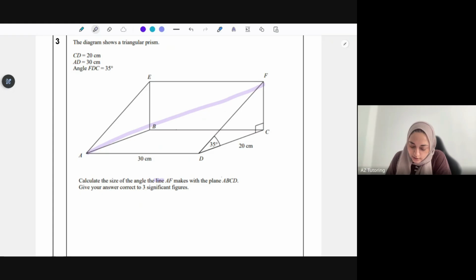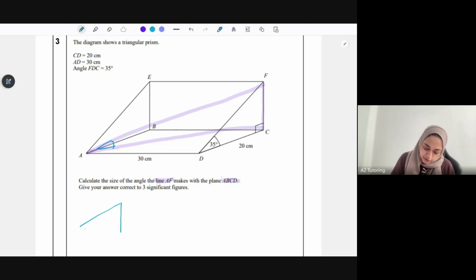So AF's like going straight through the prism. So the line AF makes with the plane ABCD. So essentially what it means is a triangle's drawn like this. Bit hard to do without a ruler. So that's the triangle you're looking at. That's slotted right down the middle of the prism. That's what it means when it says the plane. So it's touching there. So this is the angle I'm working out here. That's in the middle.